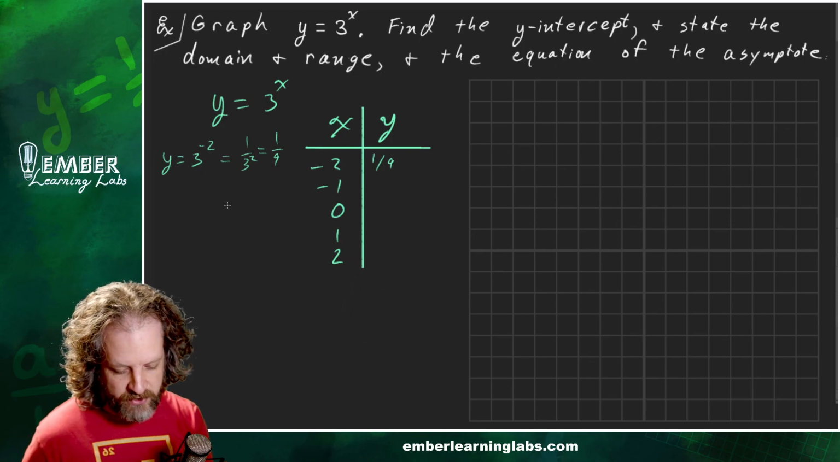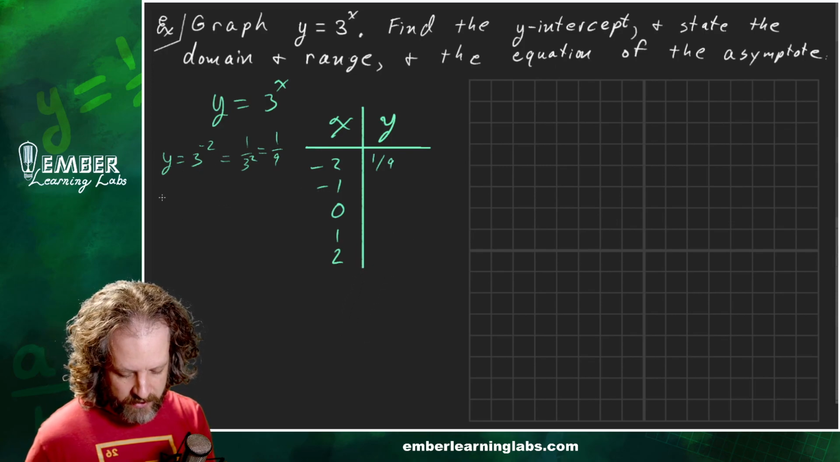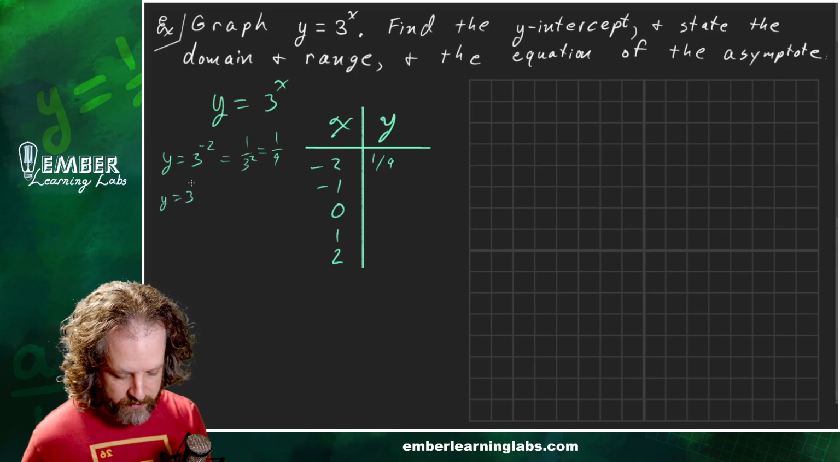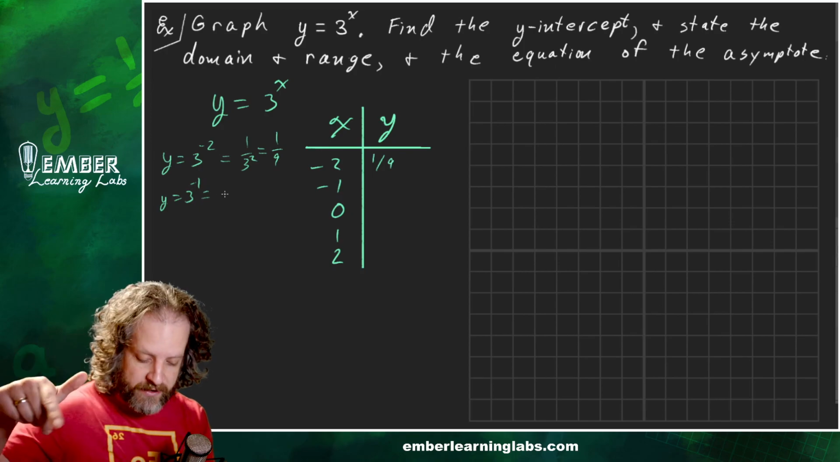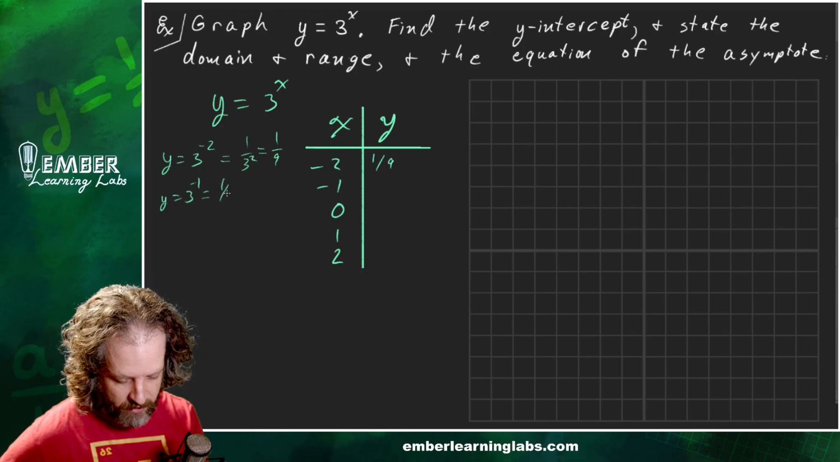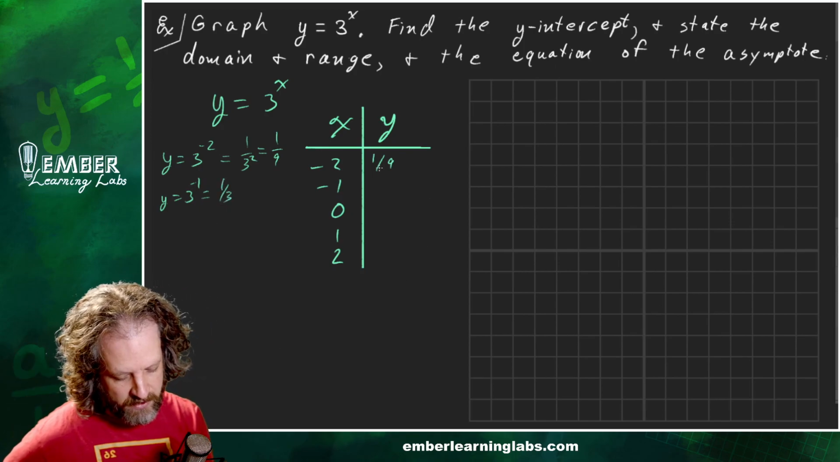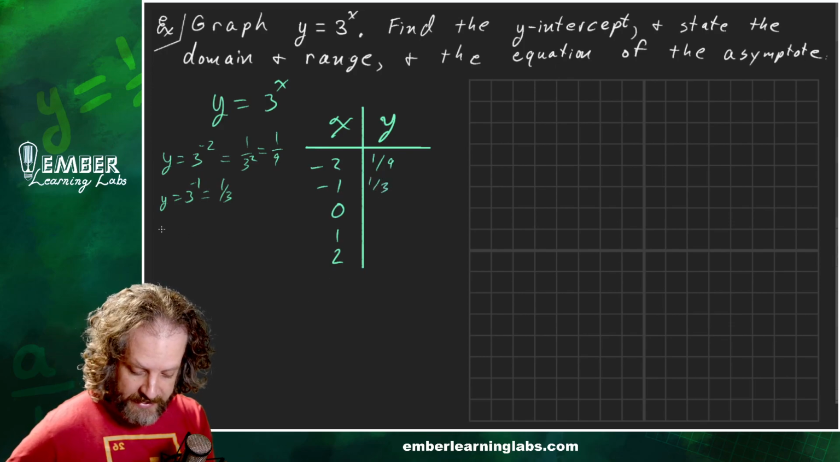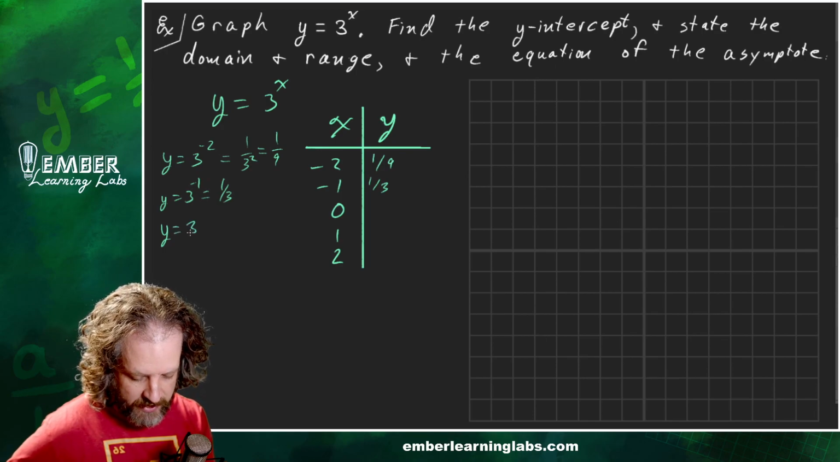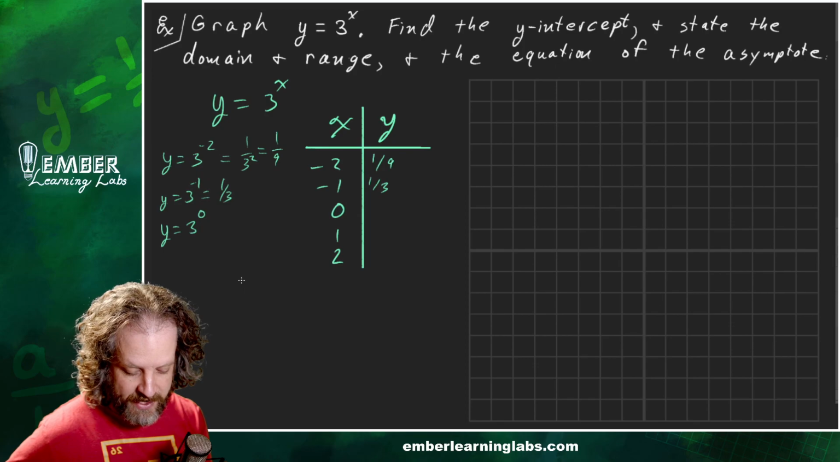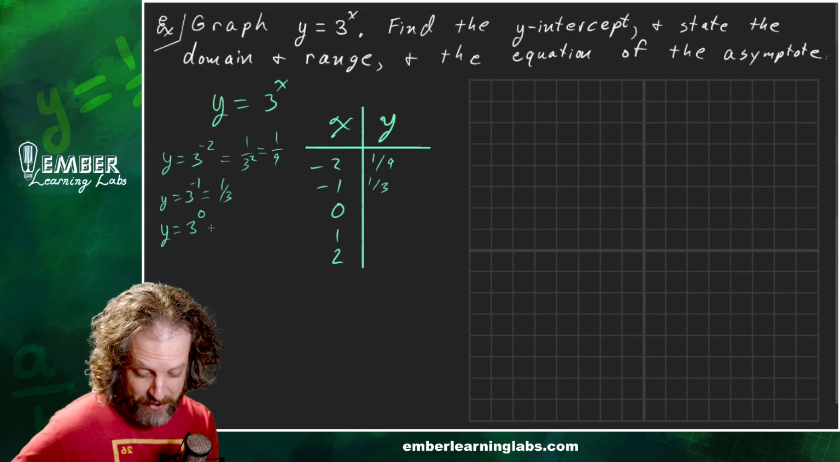Let's do x equals -1. y equals 3 to the -1. Now we know from exponent rules that flips it down to the bottom, so this would be 1 over 3, 1/3. We plug a 0 in there. That's easy. I'm going to write it out just for the sake of notes and clarity. 3 to the 0. Anything to the 0 is 1.